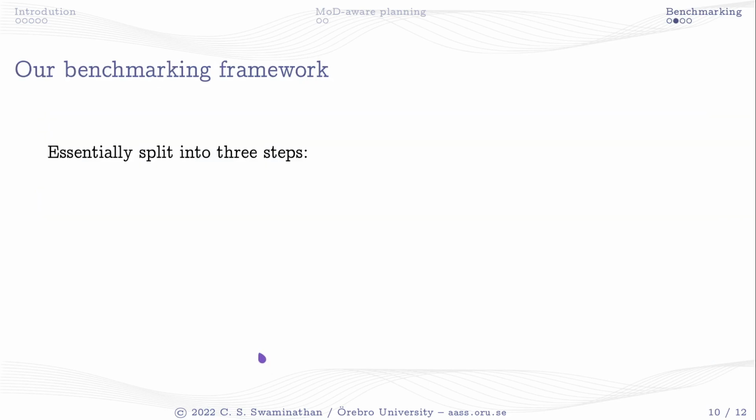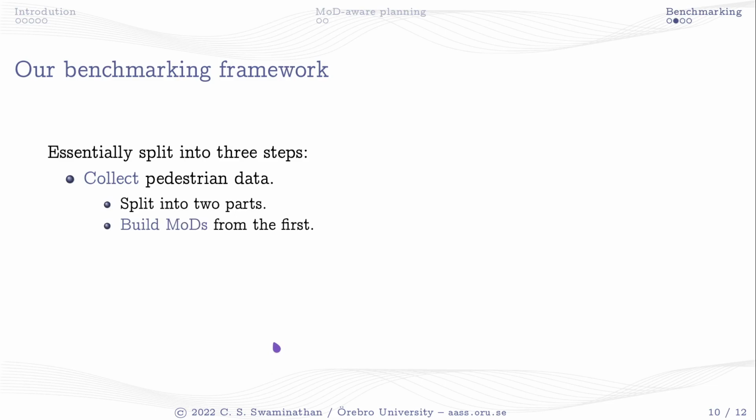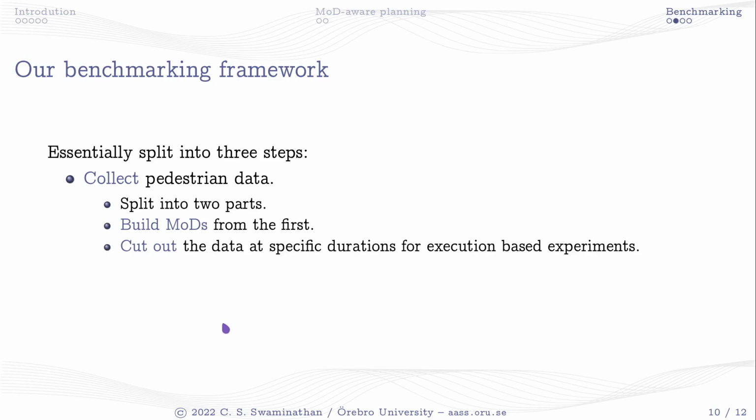And hence our benchmarking framework is essentially split into 3 steps. So step 1 is collect some pedestrian data that we split in 2 parts. The first part we build the MODs from. The second part, what we do is cut out data at specific durations for execution-based experiments. So we try to execute motions that were planned from the MOD-aware planners, and then we try to measure quantities based on the execution itself, not simply based on the planning step.